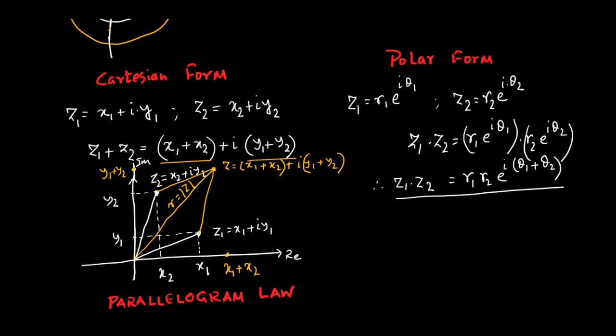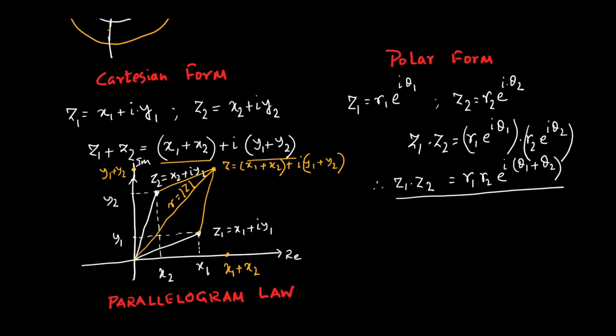This particular equation represents a circle with radius r1 into r2, where this complex number z1 into z2 is situated on that circle with angle theta 1 plus theta 2. In general, z equals r1 r2 e to the power i times theta 1 plus theta 2 will represent a circle of radius r1 r2. The product is the complex number located on a circle of radius r1 r2 at angle theta 1 plus theta 2. It is actually difficult to get a visualization unless we know the explicit forms of z1 and z2, that is, unless we know r1, theta 1, r2, theta 2.